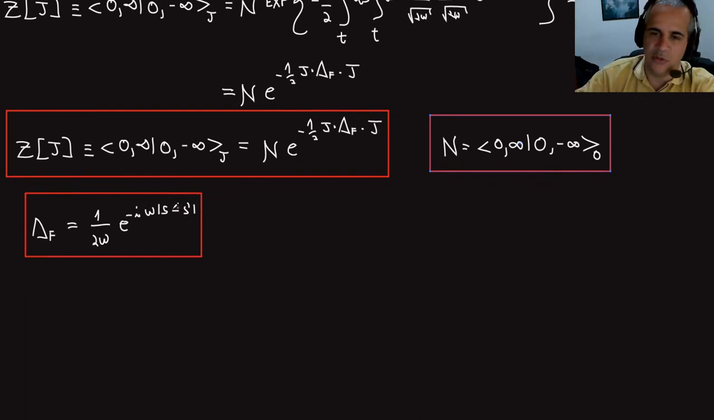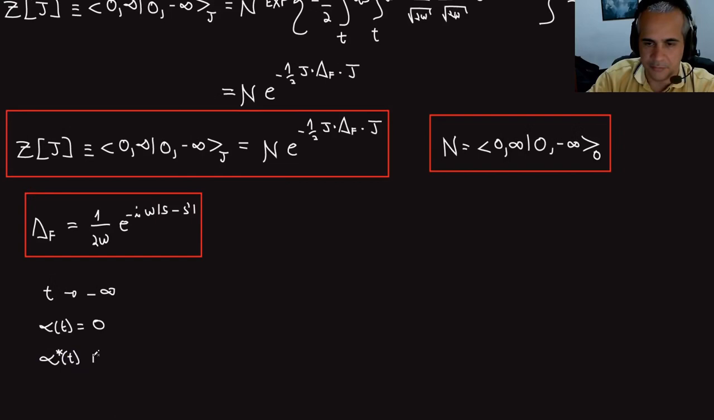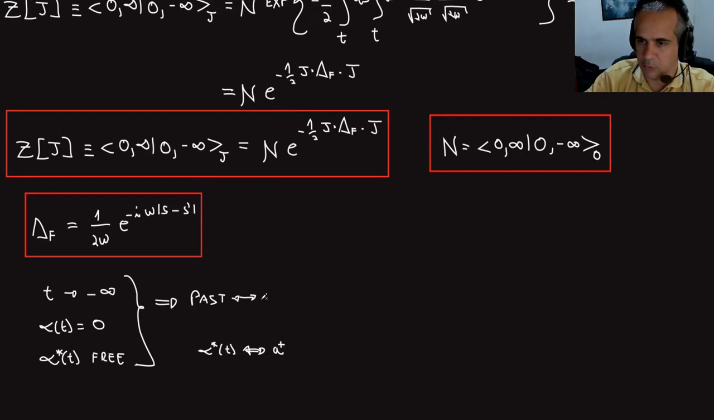And let's look at the boundary conditions. What I'm saying here is that for t going to minus infinity, alpha of t is zero, but alpha star is free, it can be anything. Remember that alpha star is the eigenvalue of a dagger, which is the creation operator. So that's creating a relation with the past: in the past, we only have creation operators acting. This is very vague, but I'll improve it soon.